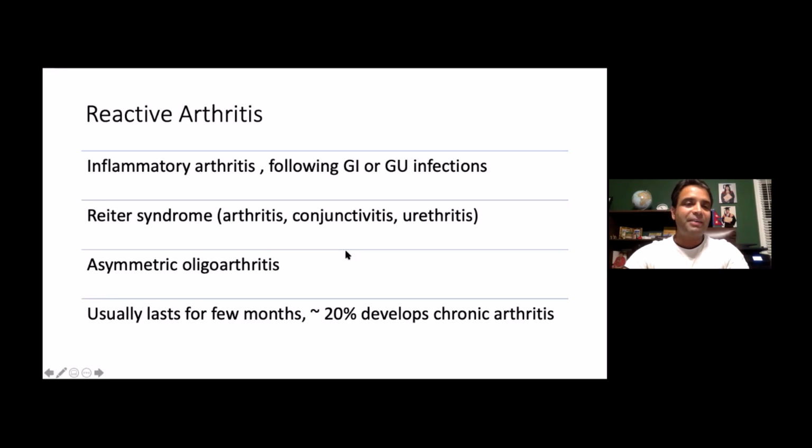Now, there is another variety of inflammatory arthritis called reactive arthritis. The name suggests it is in response to some form of infection. Typically, it could be a GI or genitourinary infection or UTI. People could have a prior history of either diarrhea or urinary tract infection, and then a few weeks following those infections, they could present with arthritis, conjunctivitis, and urethritis.